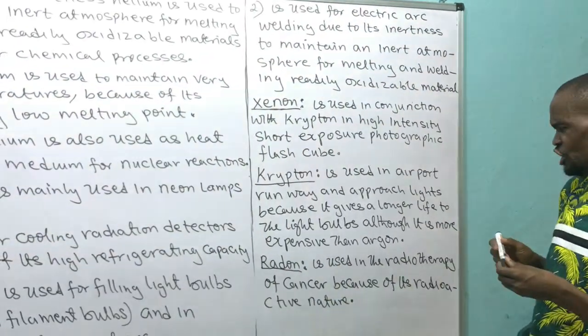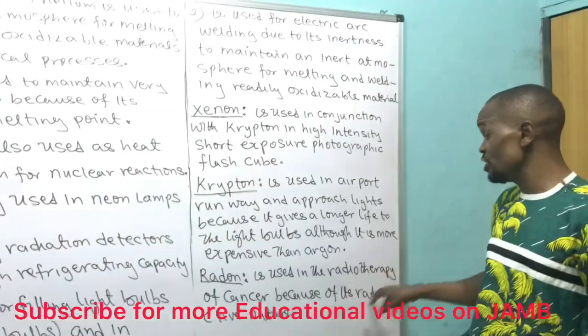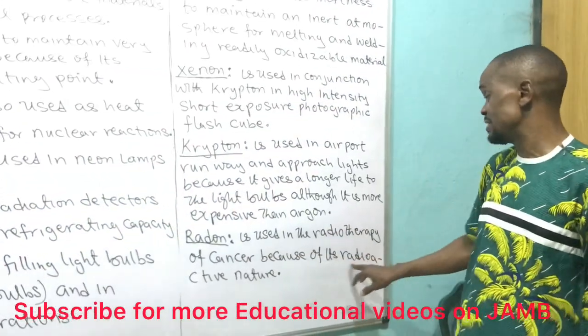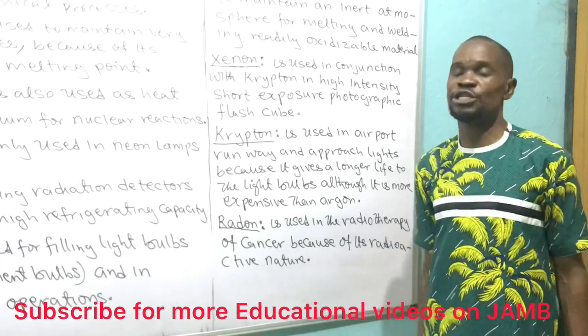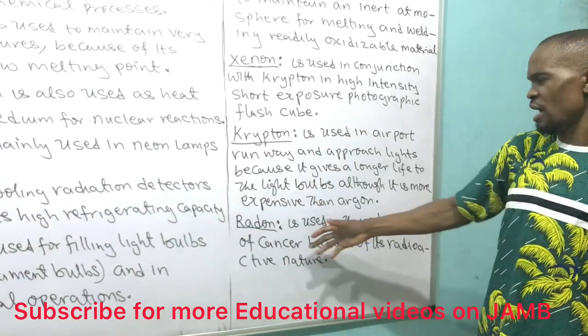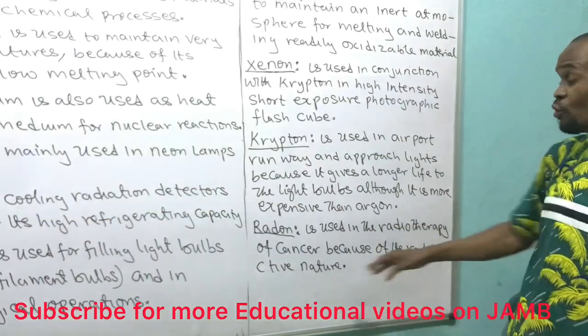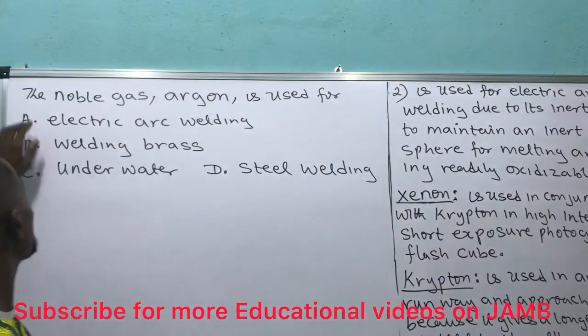We now say again, the next one is what we call radon. Radon is used in the radiotherapy of cancer because of its radioactive nature. It has a radioactive nature, therefore we use it in the radiotherapy of cancer, which is radon. Now, back to our question.